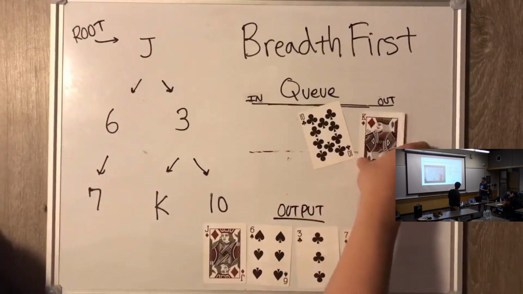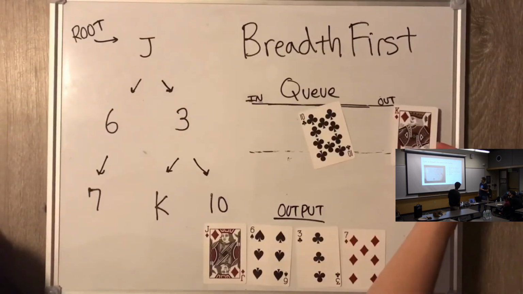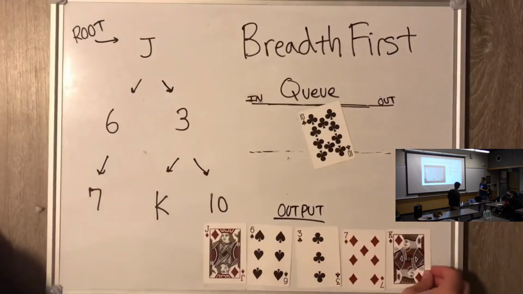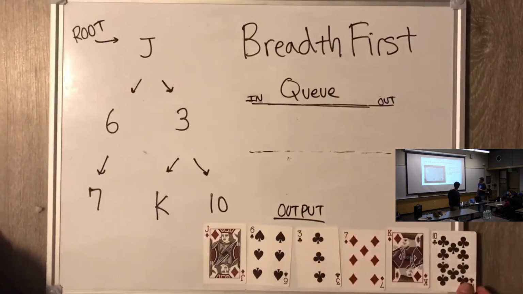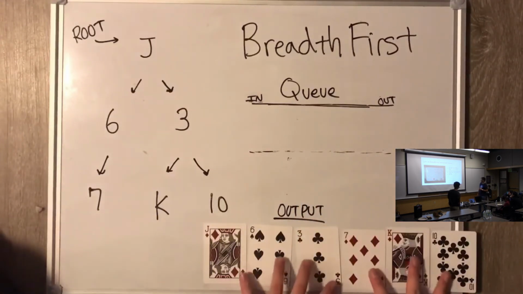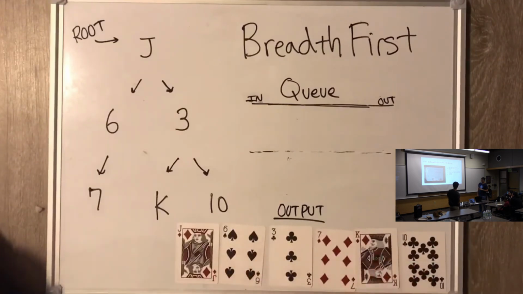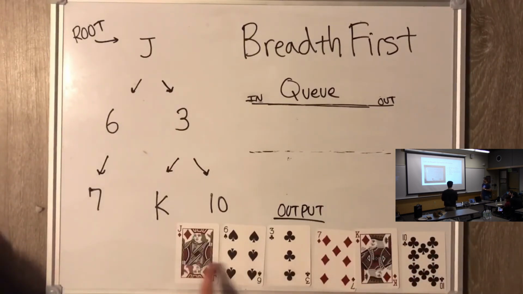The front of the line is king. So king comes out. And again, king has no children because he's a leaf. So we add nothing to the queue. And finally, we take out 10. 10 also doesn't have any children. So now our queue is empty and we are done with breadth first search.